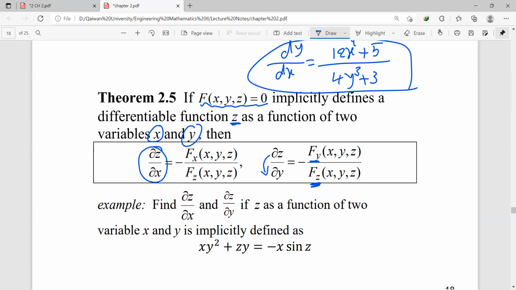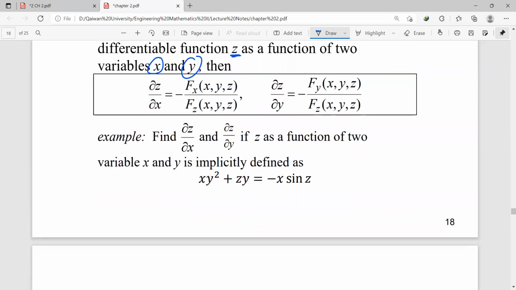In both cases, z with respect to x and z with respect to y, we just say f sub x over f sub z and f sub y over f sub z. And here we have this negative sign also. We have the same rule. So let's find the partial derivatives for this function.